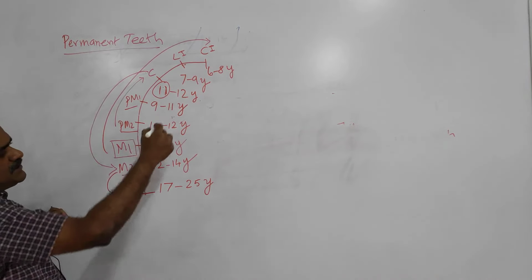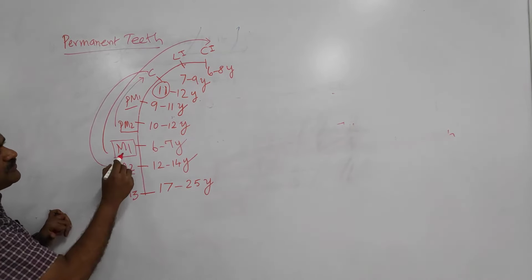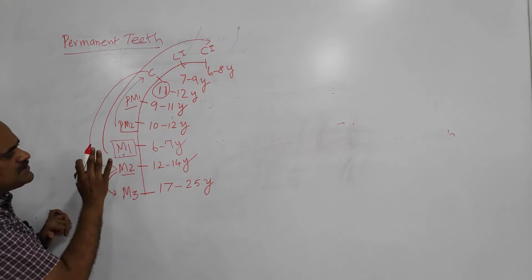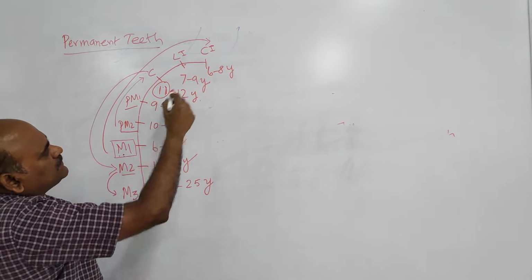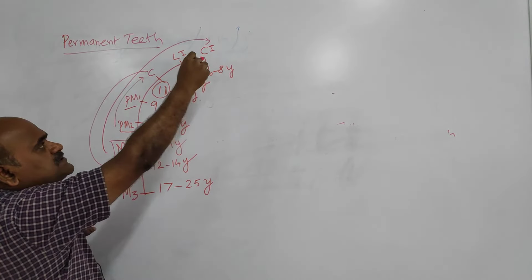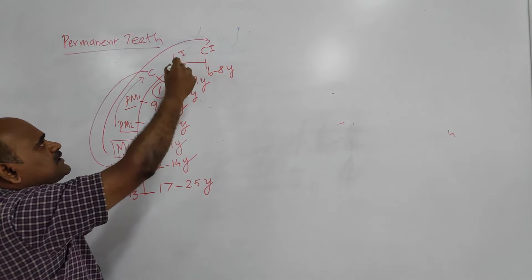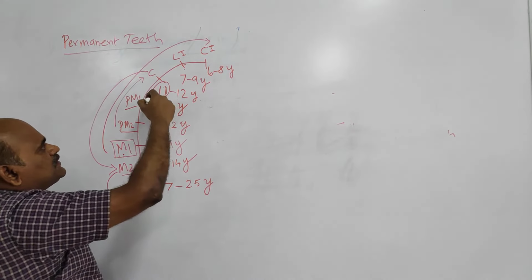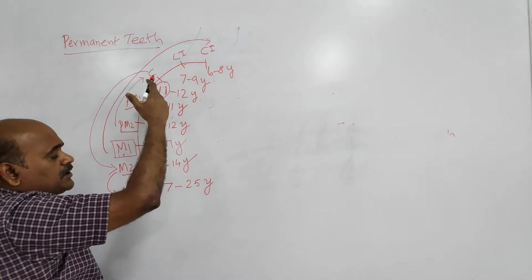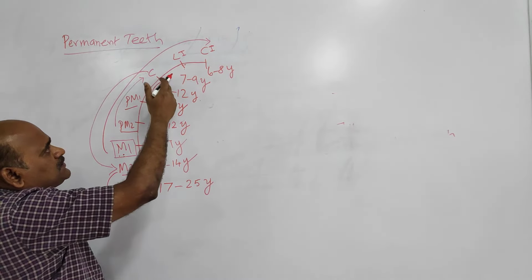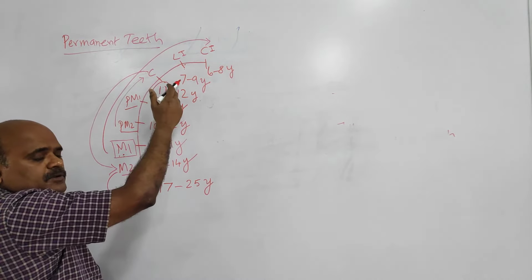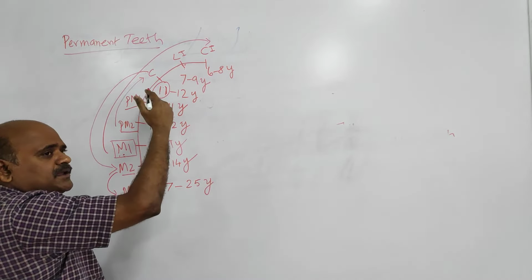So this is how the age of eruption occurs here, starting from first molar. Remember, first molar is the first permanent tooth to erupt. Then this central incisor replaces the temporary central incisor. This permanent lateral incisor replaces that one. Then first premolar, temporary first molar. Second premolar, temporary second molar. Then canine. Permanent canine replaces the temporary canine.